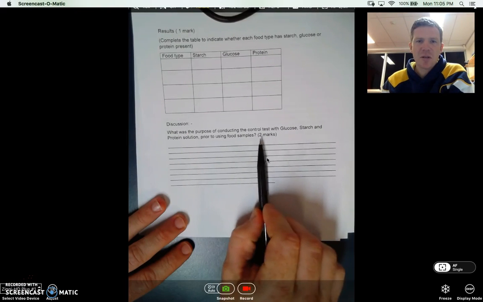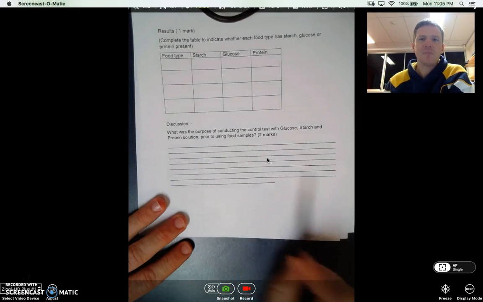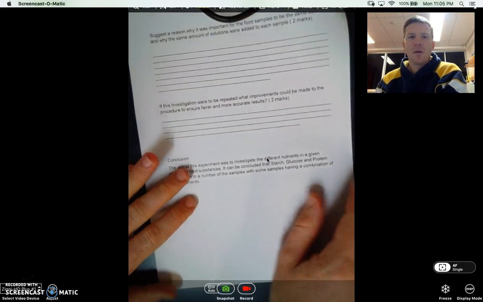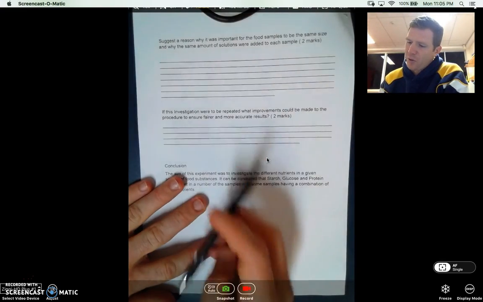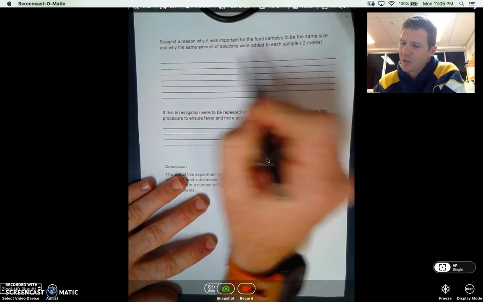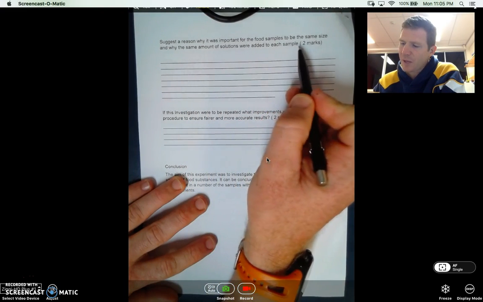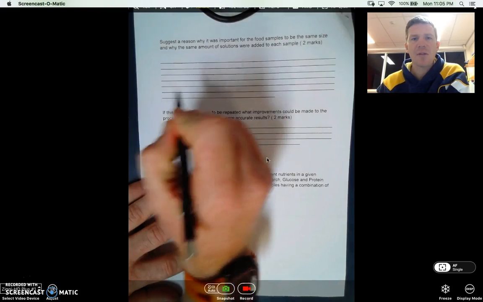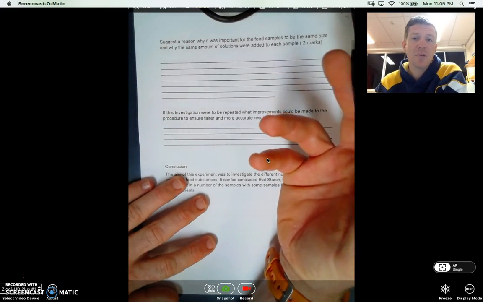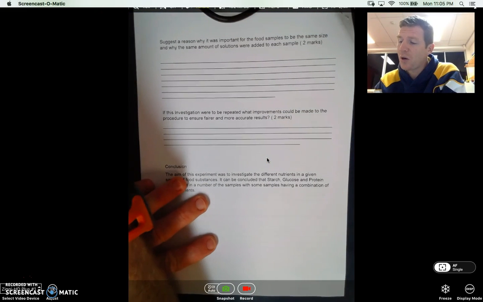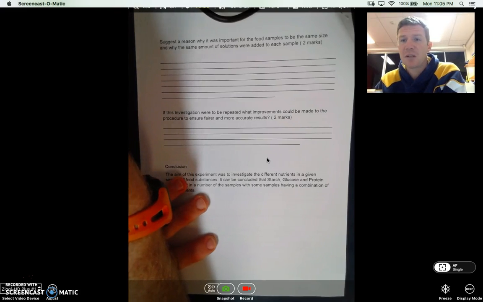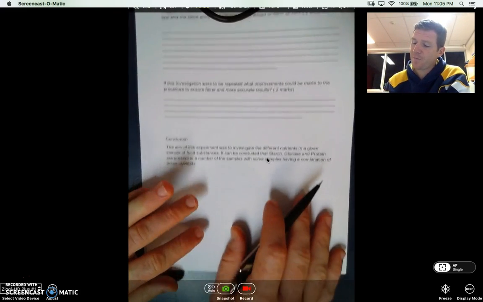It's for 2 marks, and look at the space provided. Again, try and be as neat as you can. On the back here, we've got 3 more questions. Suggest a reason why it was important for the food samples to be the same size and why the same amount of solutions were added to each sample. Have a think about those controlled variables and why we have controlled variables. You want to answer that as best you can. Why do you think it's important to have same size food samples, same quantities, all those types of things?